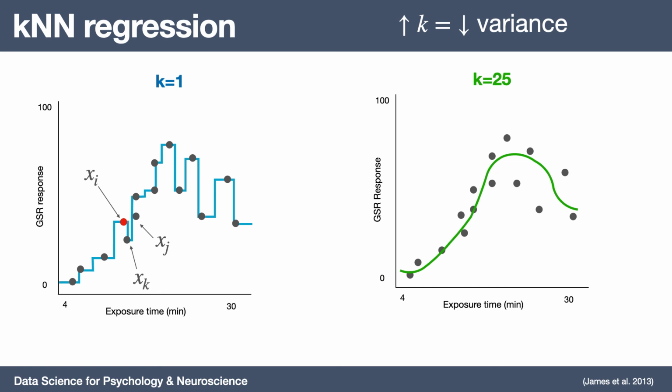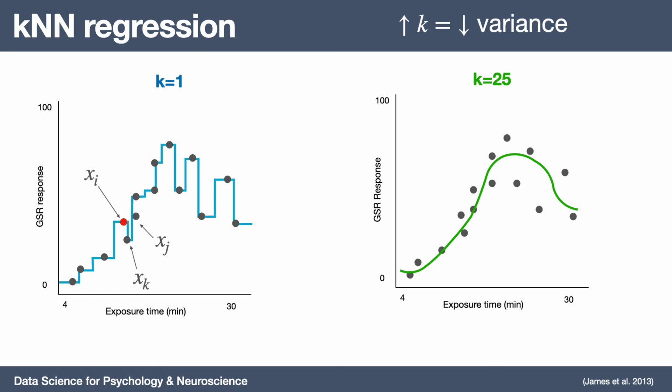Now, capturing these non-monotonic shapes is really powerful. It can make kNN a very powerful prediction tool. It has no assumptions about the underlying data, but it also makes it a little bit difficult to interpret. You can make a good prediction of exposure time to GSR response in this case, but you don't really gain an intuitive hypothetical understanding of the relationship itself.